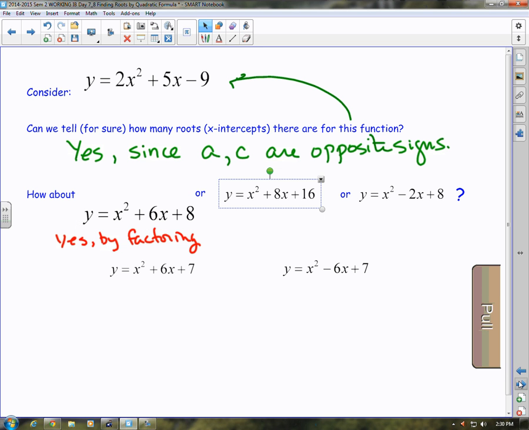Okay, how about this second one? X squared plus 8x plus 16. Thumbs up: yes, there are x-intercepts, and the answer is either 1 or 2. Thumbs sideways: I'm not sure. Thumbs down: I know for sure that there aren't. Okay, so I see some thumbs up. I don't see any thumbs sideways at all or down, and I see a lot of hands just passive. So let's get a thumb in one direction or another.